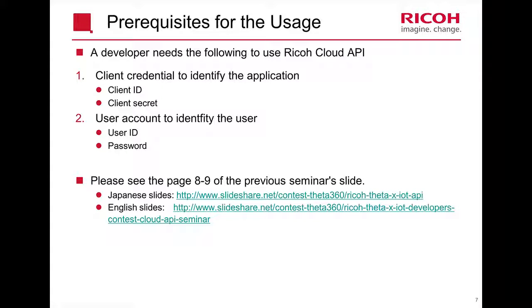Another is a user account. The Cloud API server needs this to identify the user. In this case, user ID and password comprise the user credential. We skip the explanation of how to obtain these. It was explained in the previous seminar. Please see pages 8 to 9 of the previous seminar's slides for details. We now move on to the introduction of Cloud API functions.